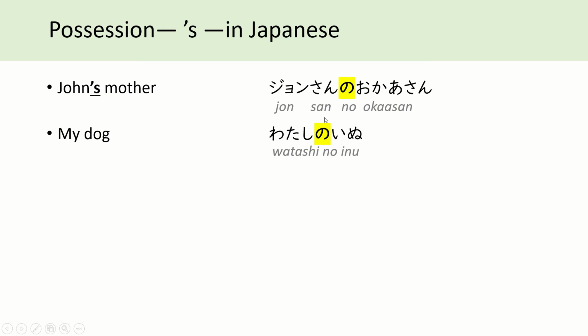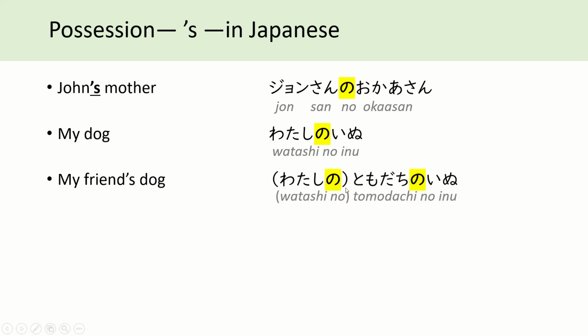So same grammar, we don't need to change anything about this in Japanese. It doesn't matter whether we have apostrophe S or not. If we're going for the meaning of possession, how we express that in Japanese is with no. Now I can combine these two forms as well. So my friend's dog, for example, well, I have my friend, watashi no tomodachi, and that tomodachi's dog, therefore, watashi no tomodachi no inu is how we say that.